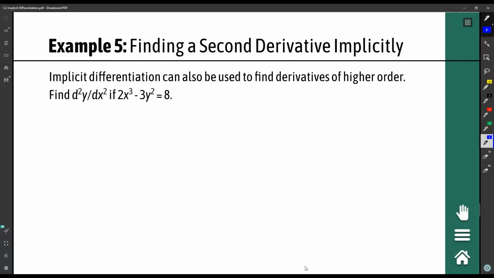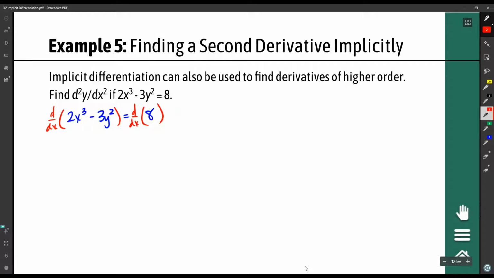So our directions here are to find d squared y over dx squared, the second derivative, if 2x cubed minus 3y squared is equal to 8. So let's rewrite that equation, 2x cubed minus 3y squared equals 8. And let's note that we're going to find the derivative with respect to x of both sides.